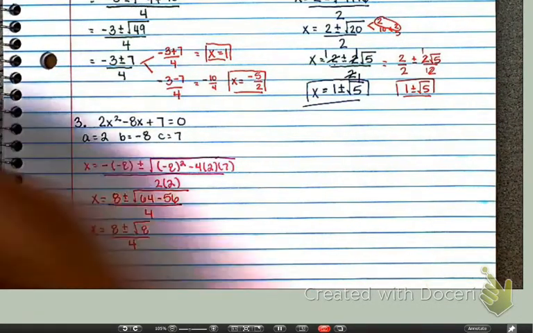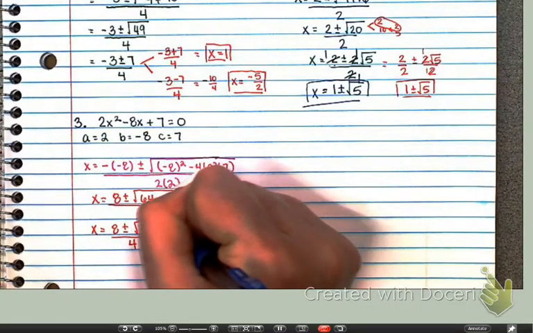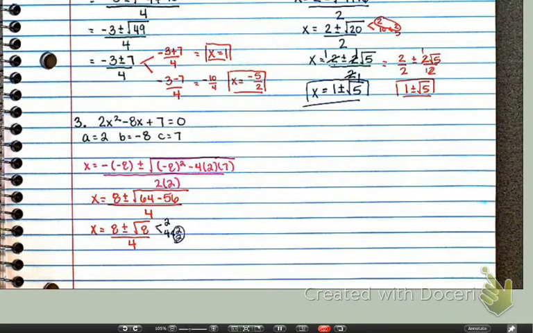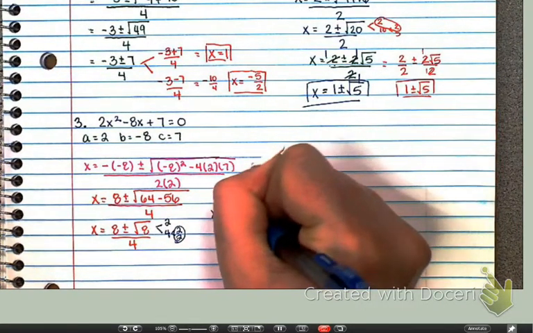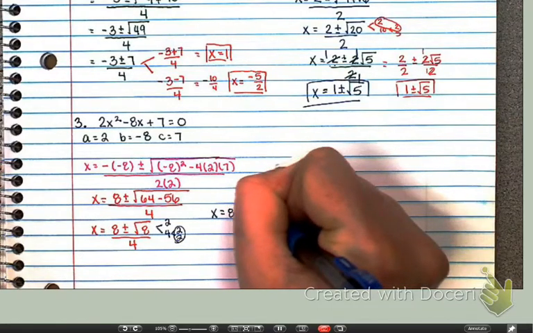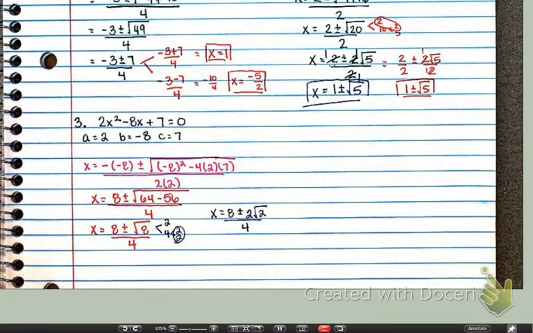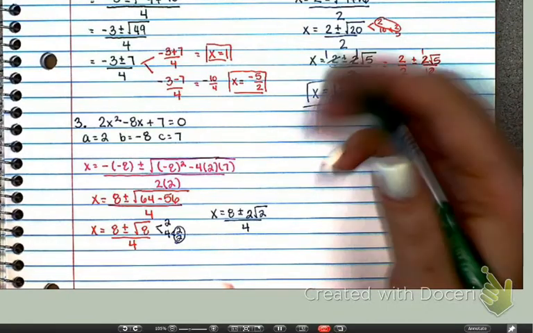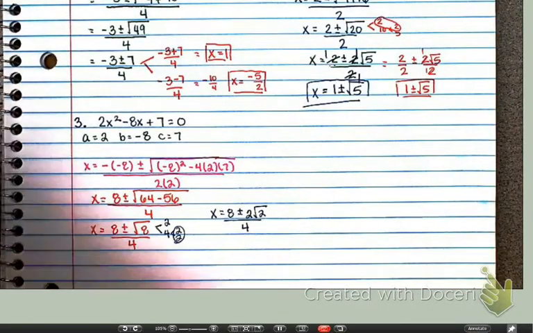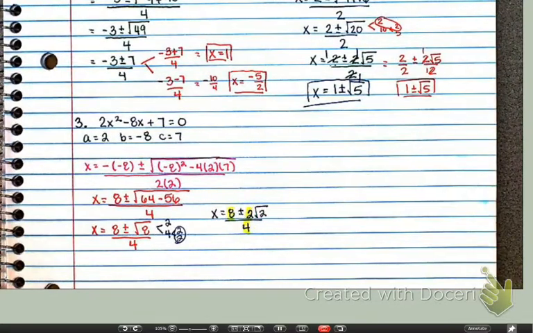I even saw you simplify this radical. Okay, so X equals 8 plus or minus 2 square root of 2 over 4. Here is where we had some questions. Okay, so it's like the other problem. These three numbers are what you're looking at.